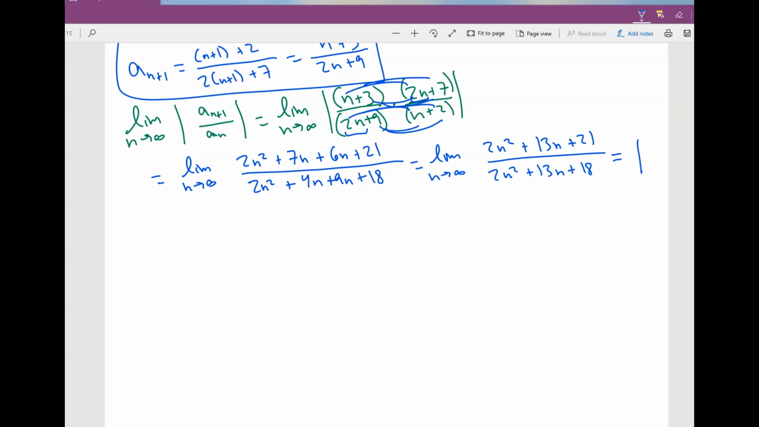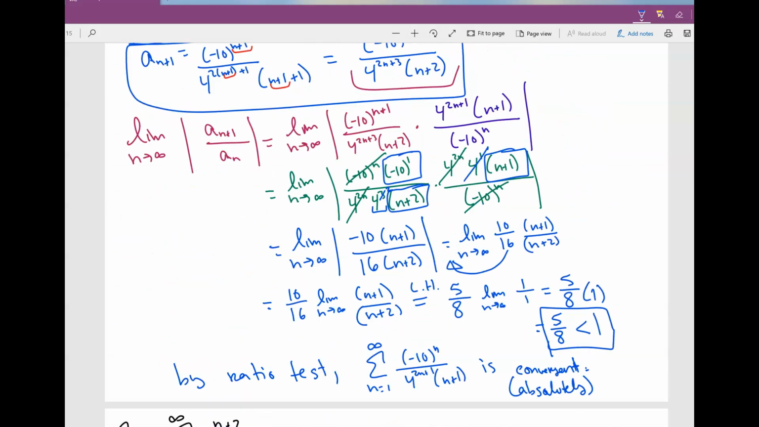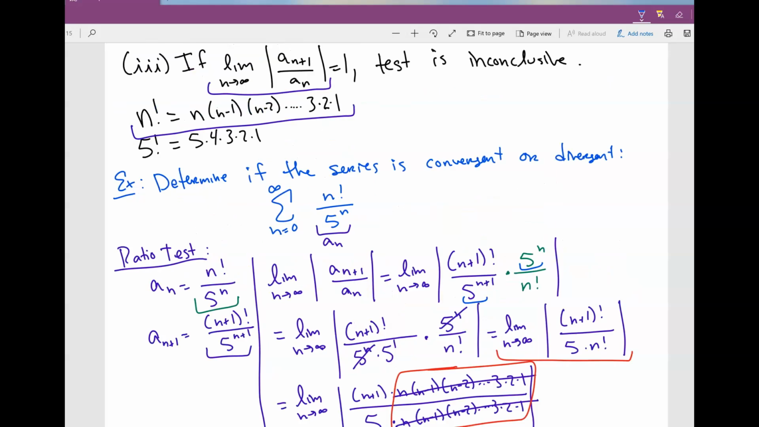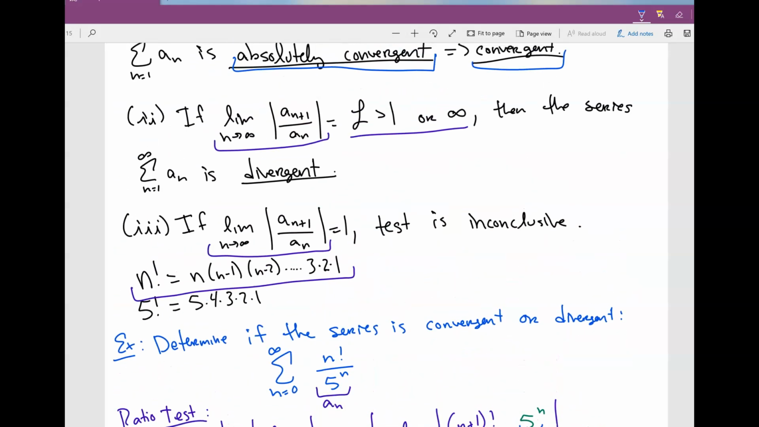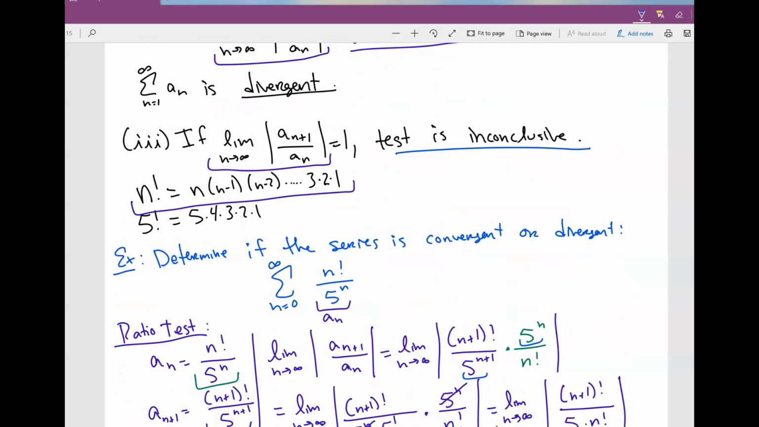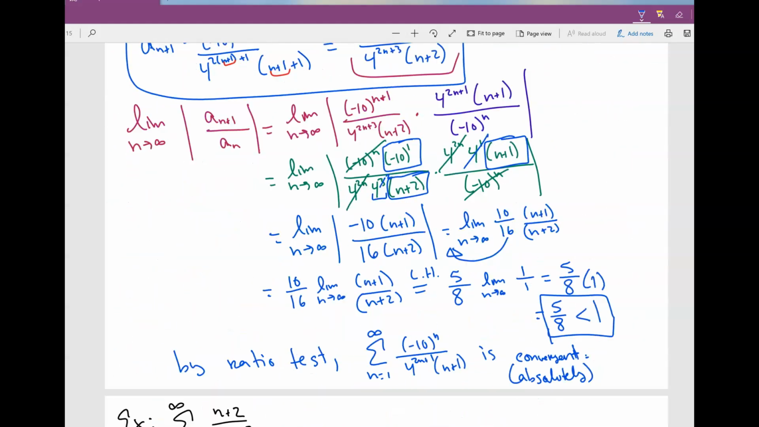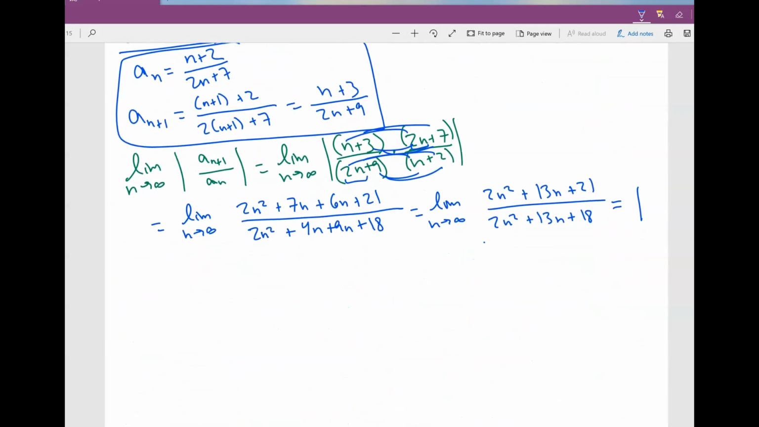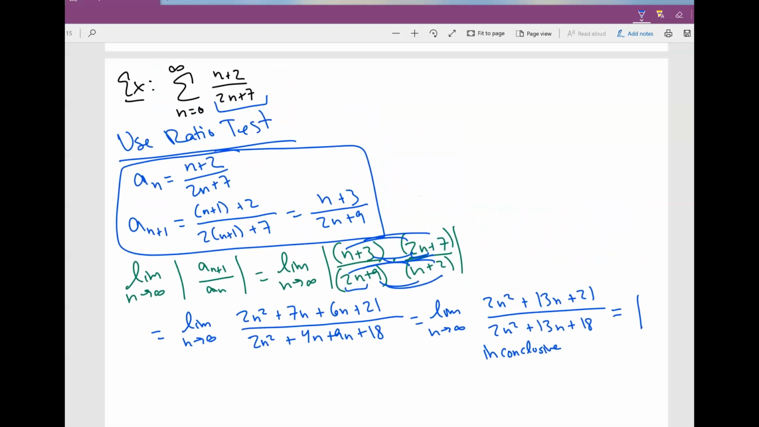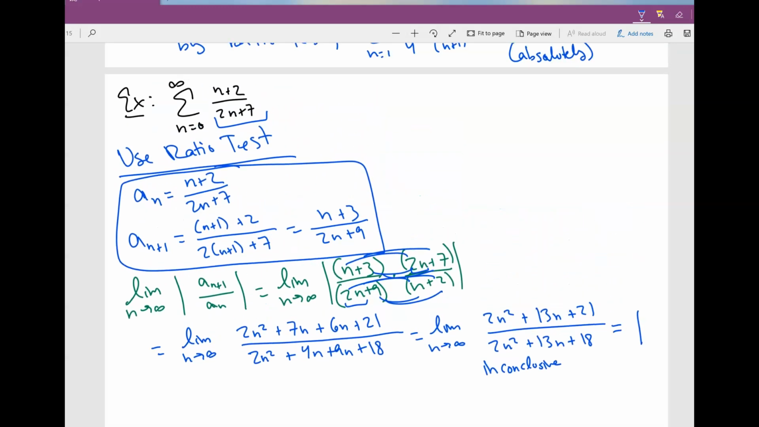So what happens when you get a 1? Well, when you get a 1, if you go way up to the ratio test, when it equals 1, the test is inconclusive. That does not mean that you're done, okay? So this is inconclusive. So when you write your answers, do not just write this. You're not done. You still need to figure out, is this converging or divergent? Okay? This just means that the ratio test did not help you.